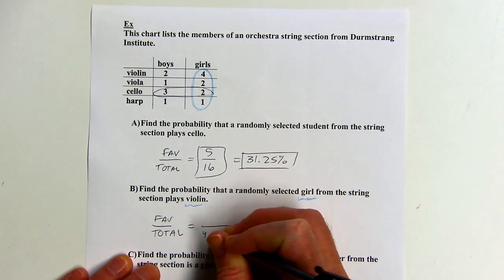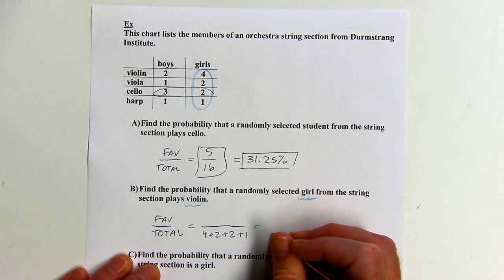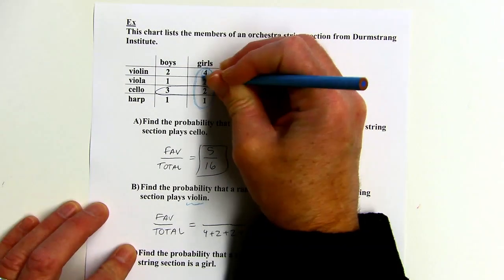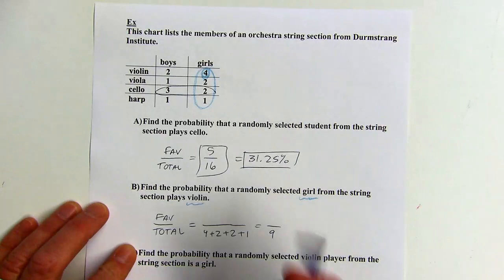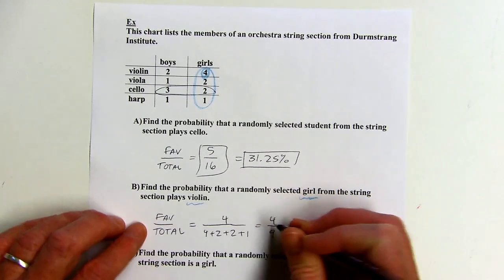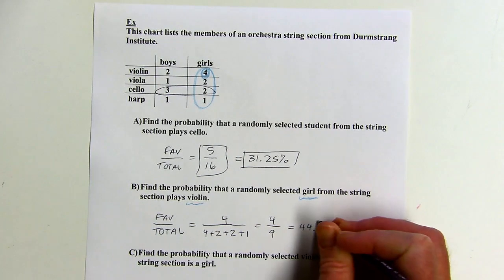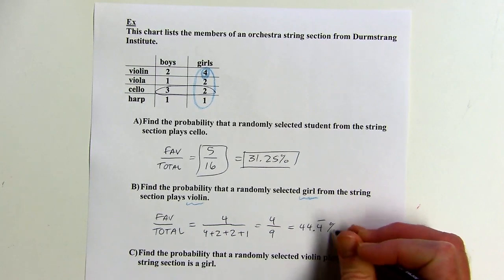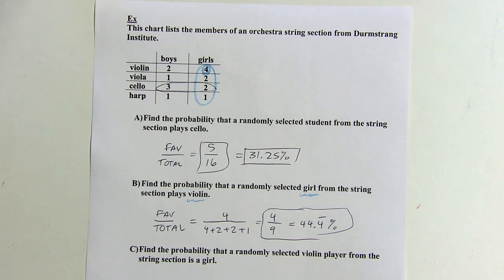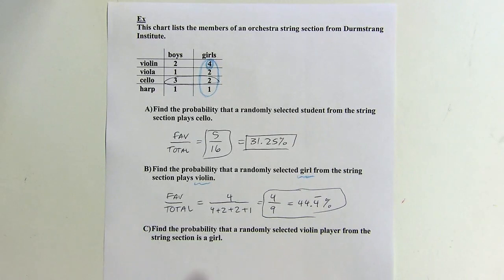So for my total, that's going to give us 9. And I'm thinking, how many of those girls are going to play violin? Well, that's my favorable, right? So if you have a chart like this, you could do this with the formulas, but as long as you know favorable over total, you can kind of just pick out the pieces you need like that. And then this would be exactly 44.4 with the 4 repeating %. Okay? All right.